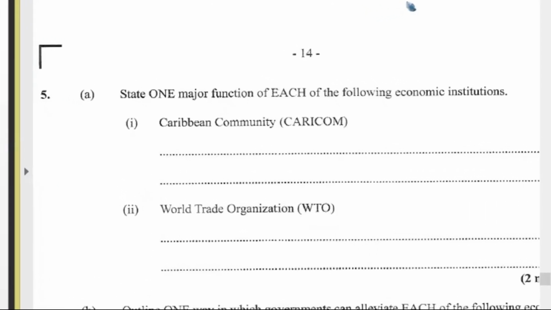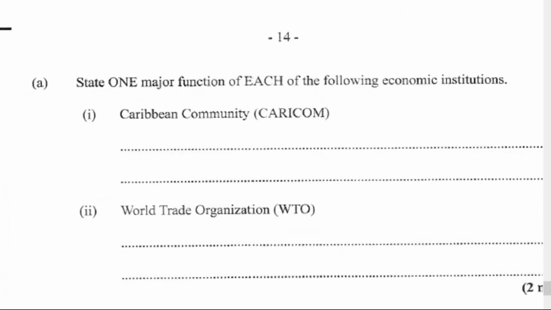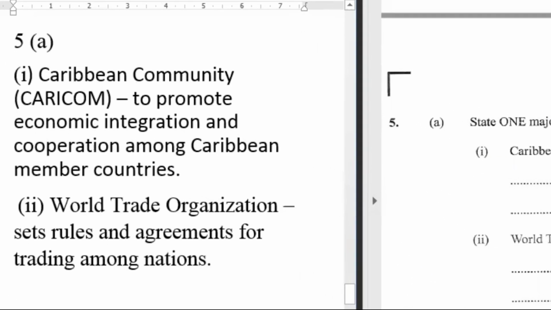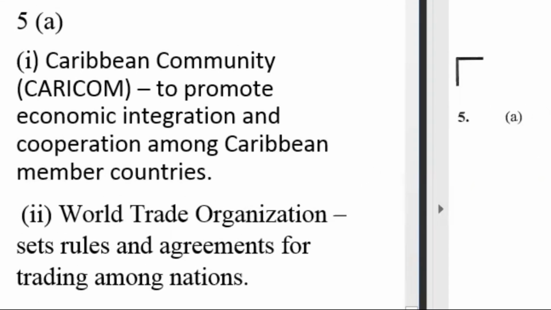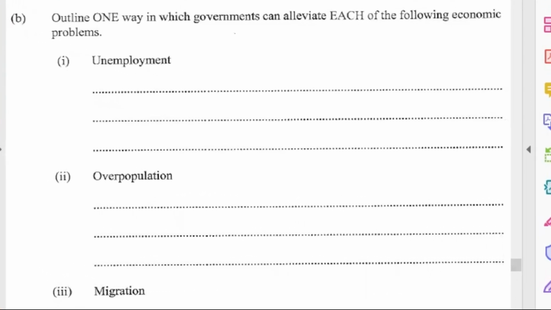All right, we're on to the final question, number 5. So let's go. A says, state one major function of each of the following economic institutions: Caribbean Community and the World Trade Organization. Caribbean Community, CARICOM, is there to promote economic integration and cooperation among Caribbean member countries. The World Trade Organization is there to set rules and agreements for trading among nations. 5B, outline one way in which governments can alleviate each of the following economic problems: unemployment, overpopulation, and migration.